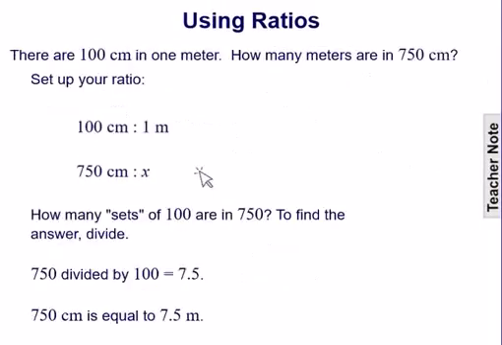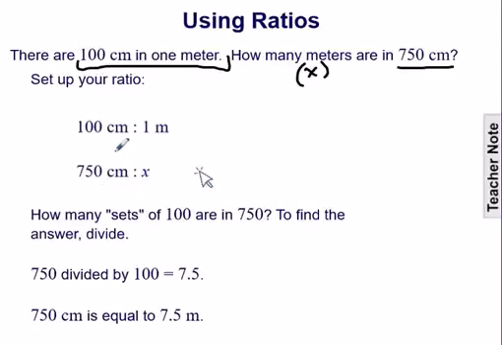Another example, there are 100 centimeters in 1 meter. Now how many meters are in 750 centimeters? So our given ratio, our given information to set up, is 100 centimeters to 1 meter. Then we want how many meters, that's our unknown x, in 750 centimeters. That sets up the ratio 750 to x.